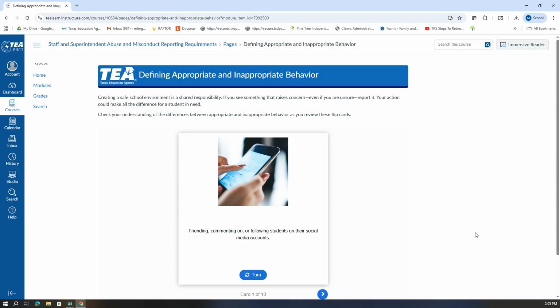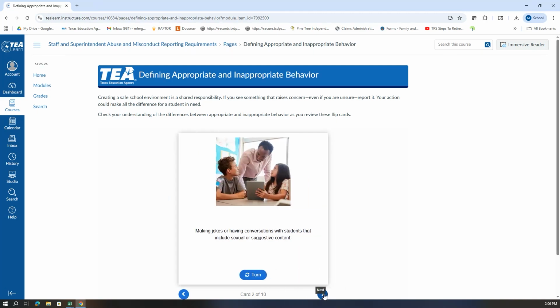Friending or commenting or following students on their social media accounts. This is inappropriate behavior. This may cross the boundary of appropriate behavior. This may be perceived as grooming or favoritism. Always make clear professional communication through school-approved channels.